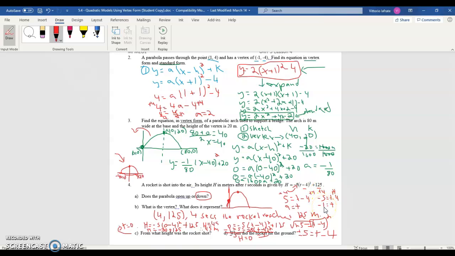That does not really make sense. How can the time be -1 seconds? So we're not going to go with that. Therefore, we're going to go with the rocket hits the ground at 9 seconds. And again, you would write a therefore statement that's a full sentence. You'd have nice organized work.